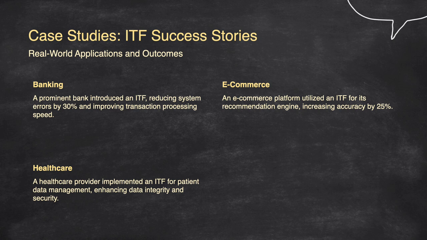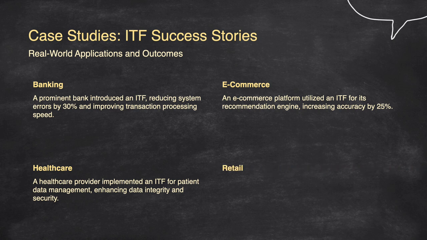So by rigorously testing data management processes, the provider ensured that the patient information remains secure and accurate, ultimately improving the quality of care and compliance with the data privacy regulation.